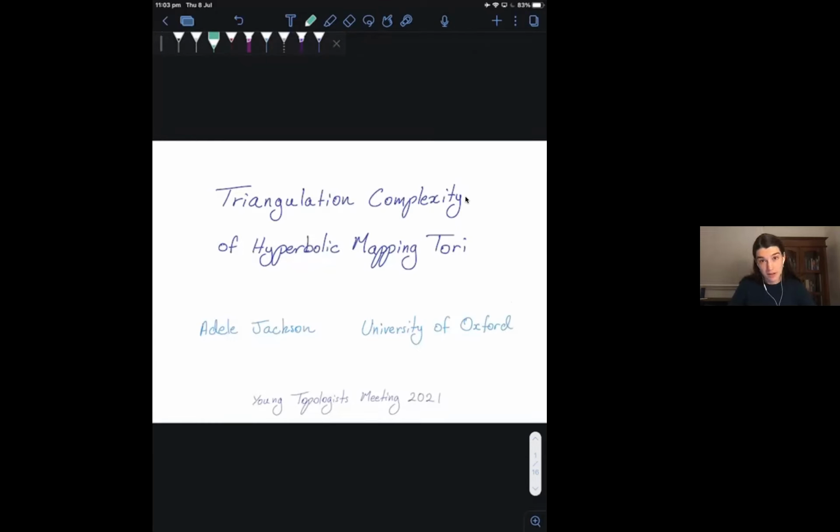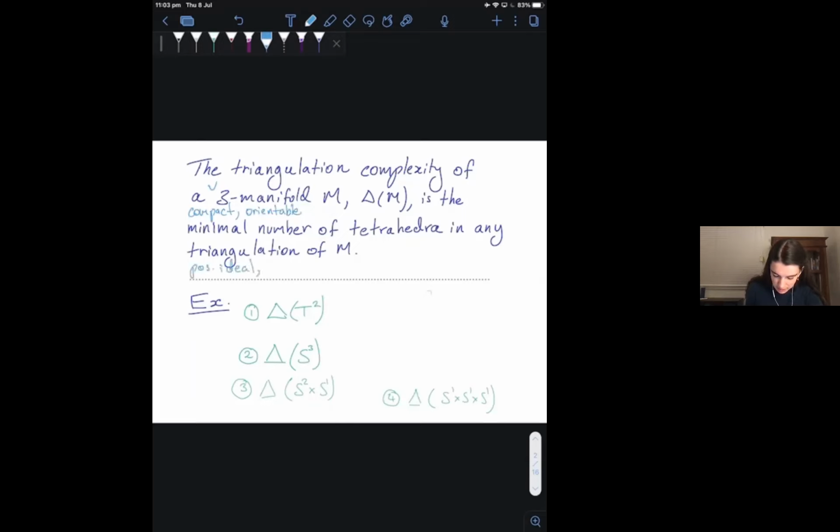So I like three manifolds, and in particular, I like three manifold invariants. And so the triangulation complexity of a three manifold, where for me, all my three manifolds are going to be compact and orientable, is the minimal number of tetrahedra in any triangulation of my manifold. Where, I mean, this is just a technical note, but my triangulation might be ideal. It's not necessarily simplicial, which we'll see some examples of.